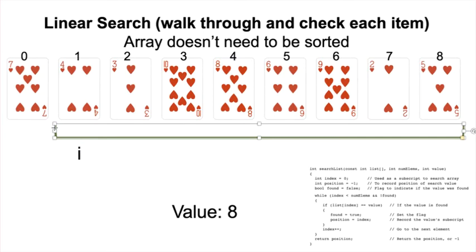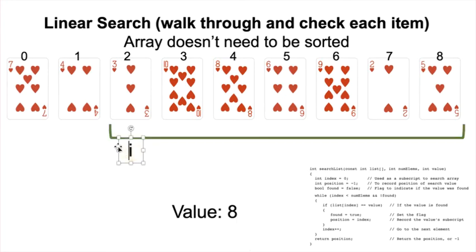All right, next iteration, we ask, is the value at index I equal to the value we're searching for? Is 4 equal to 8? It is not. So we increment I to prepare for our next iteration of our loop, which shrinks the portion that we haven't searched in our array down by 1. Next iteration, which is our third iteration, we ask, is the value at I equal to the value we're searching for? Is 3 equal to 8? It is not. So we increment I, which shrinks down our portion that we haven't searched yet in the array by 1.